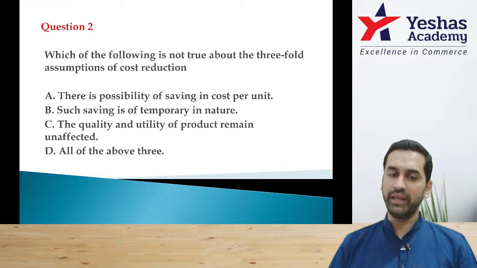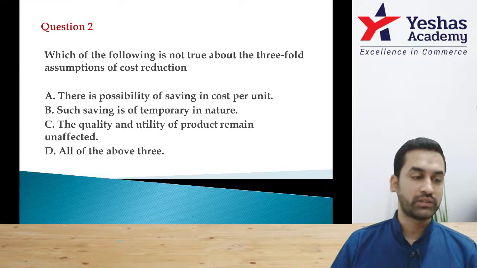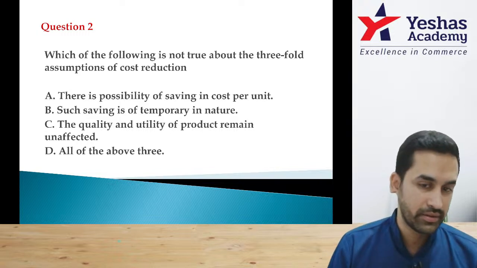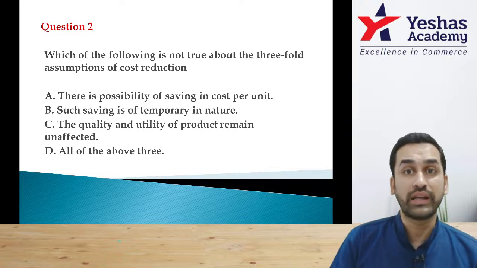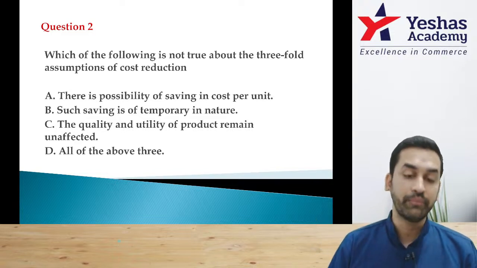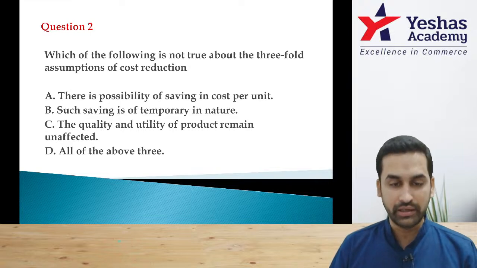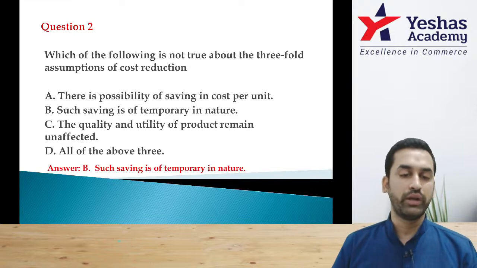This looks wrong to me because cost reduction has no end. Cost reduction is a forever exercise. Correct? Cost control can be a temporary thing, but cost reduction is a permanent activity. The quality and utility of the product remains unaffected. That is true. All of the above. So I'm going with B.